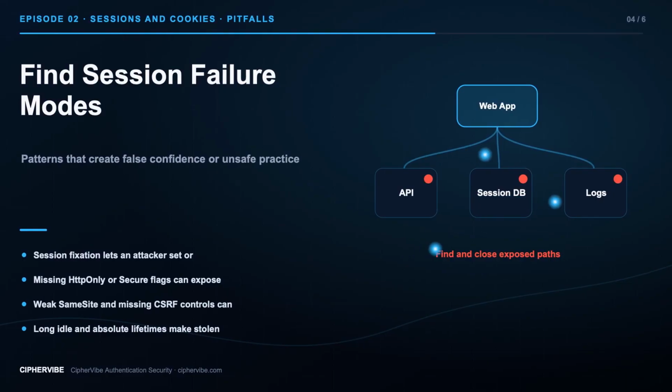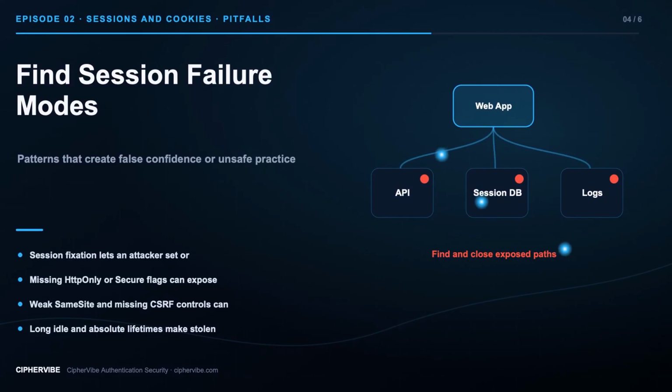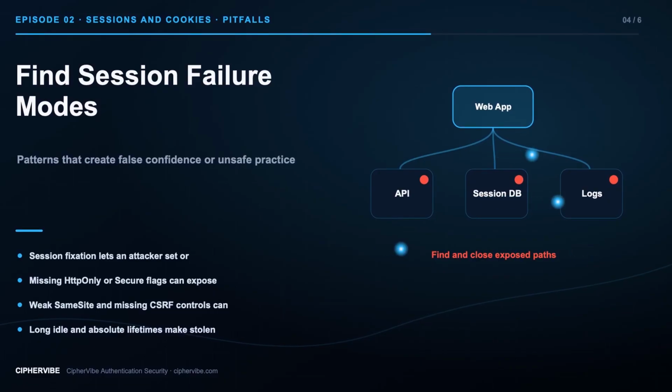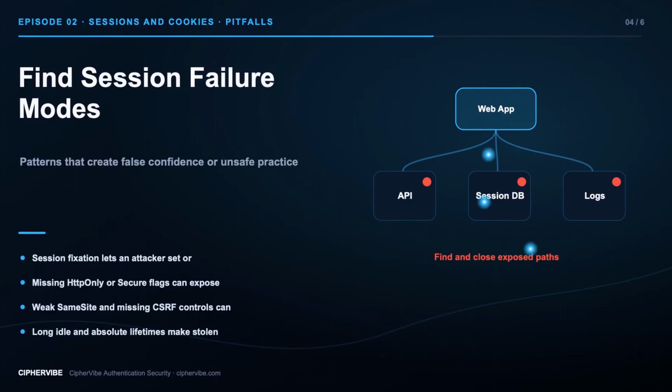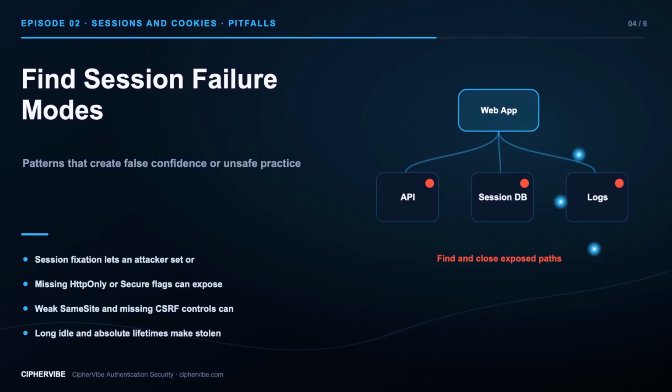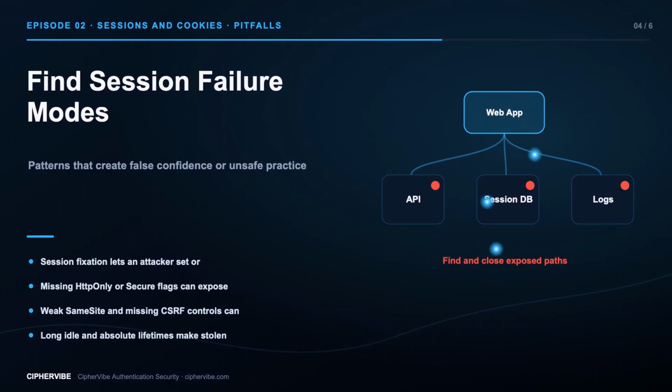Fifth, logout that only clears the browser can leave server-side sessions active. Sixth, distributed systems can make revocation inconsistent when caches, regions, gateways, and identity providers disagree. These mistakes often share one cause: confusing an available signal with a complete explanation.